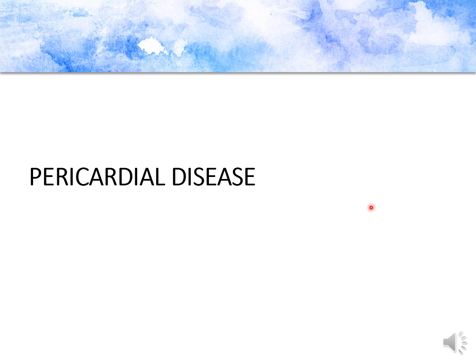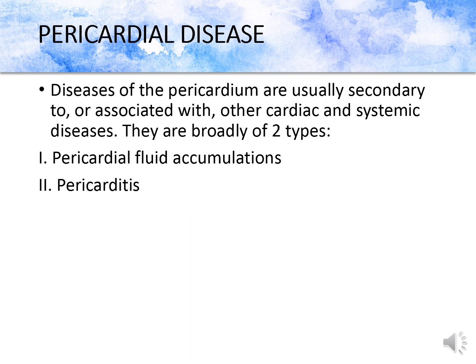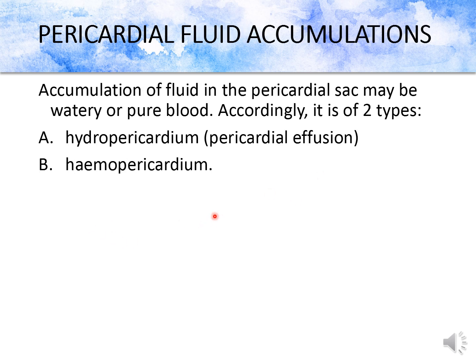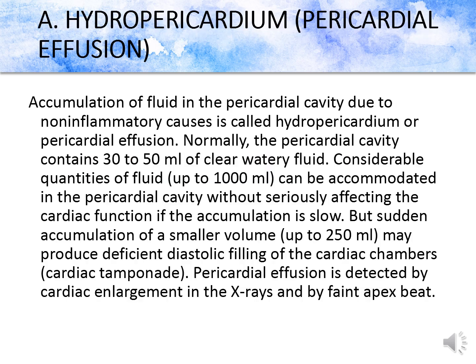Now we go to pericardial disease. Just a few words about such pathology. Diseases of the pericardium are usually secondary to or associated with other cardiac and systemic diseases, and we recognize two types: pericardial fluid accumulations and pericarditis. Accumulations of fluid in pericardial sac may be blood or watery. According to two types, we see hydropericardium or pericardial effusions and hemopericardium.